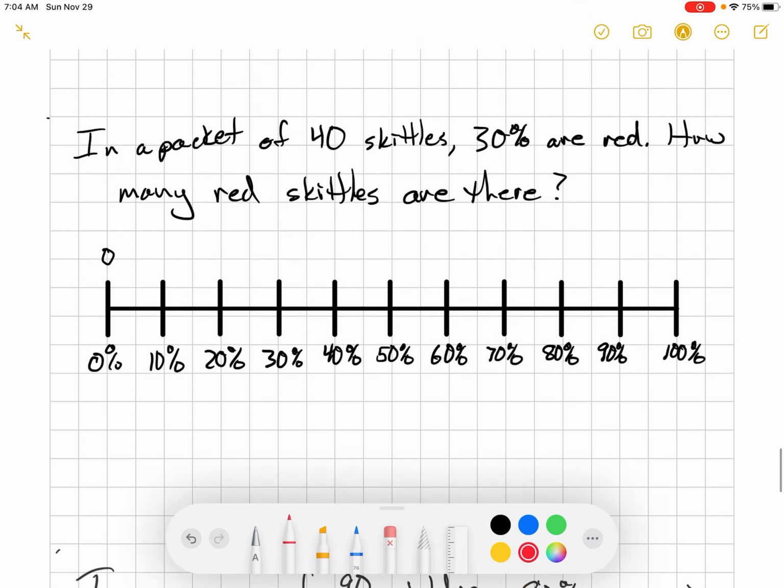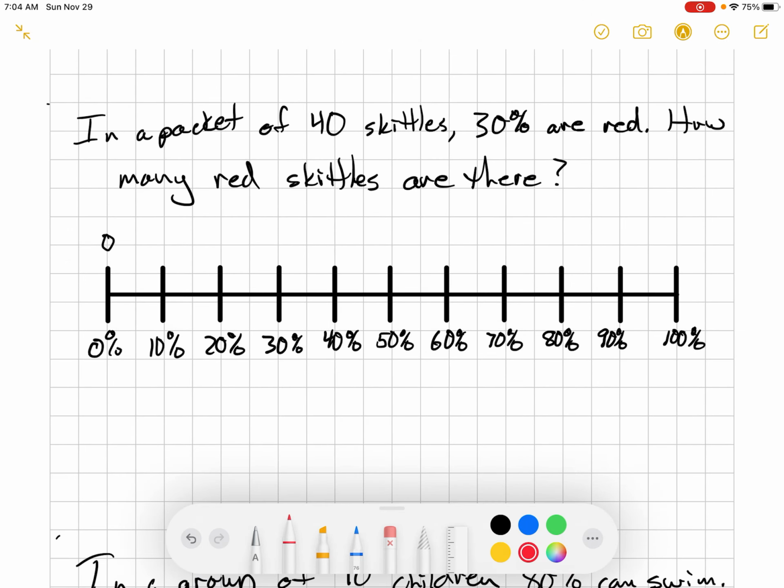Okay. All right. In a packet of 40 Skittles, 30% are red. How many red Skittles are there? Pause. Try.